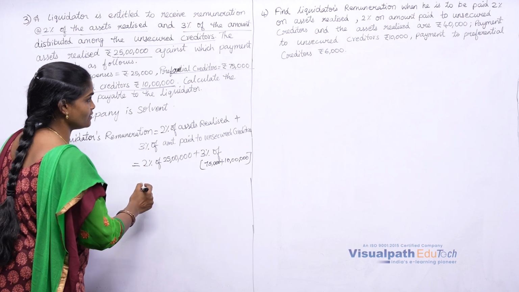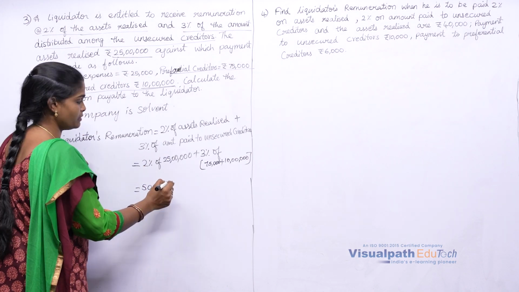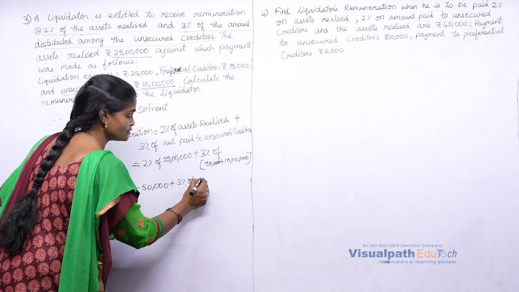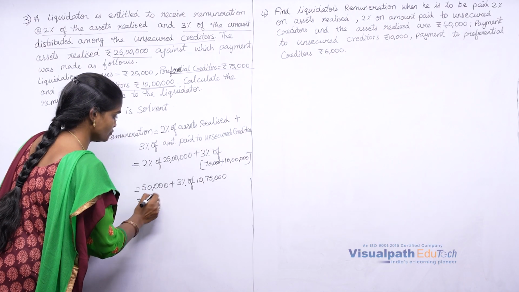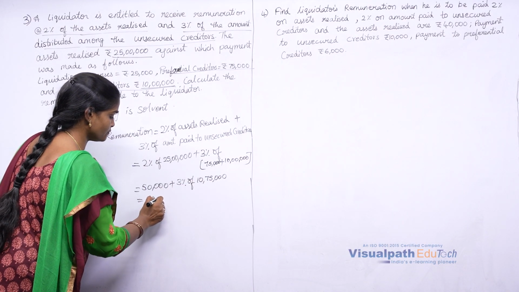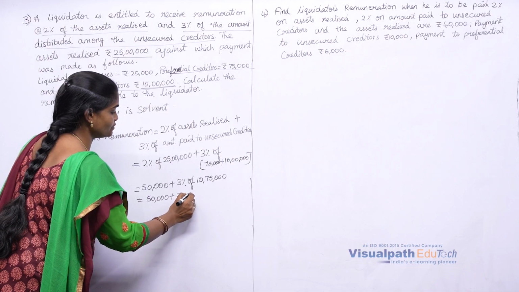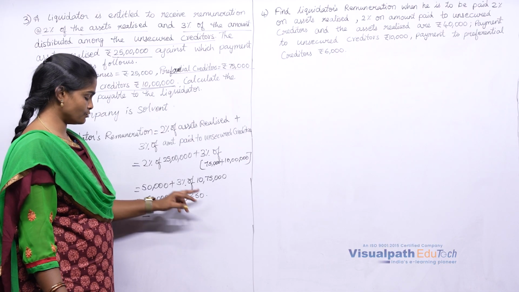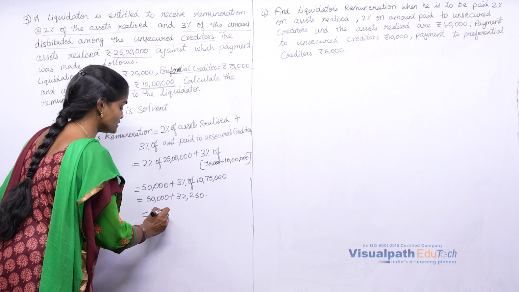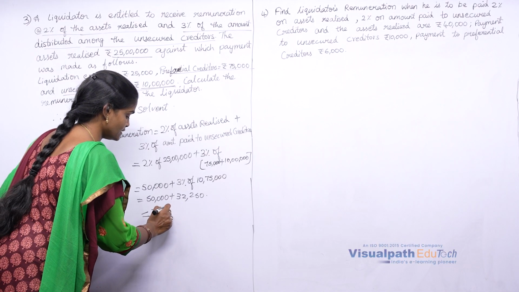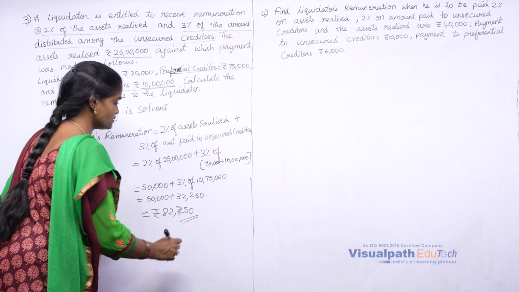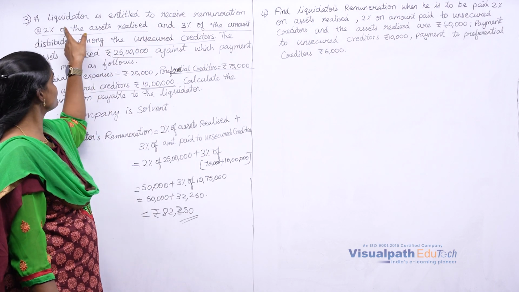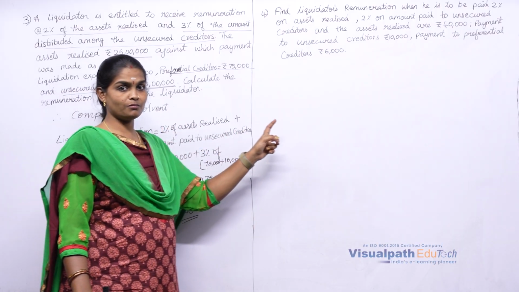2% of 25 lakh is 50,000 plus 3% of 75,000 plus 10 lakhs. So 10 lakh 75,000. So 3% of 10 lakh 75,000 will be 32,250. Clear? Now 50,000 plus 32,250 will give you the total liquidator's remuneration. So 82,250. So this is the liquidator's remuneration. Clear? Here clearly he mentioned you have to calculate as per this percentage. Now let us see one more problem of similar kind.